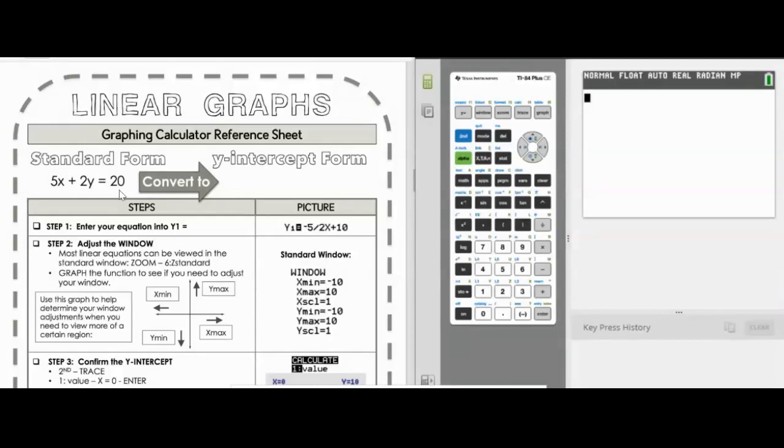In order to complete your extra credit packet, you will need to proceed through a series of 3 lessons. The first is linear graphs. You can see the notes page on the left side of my screen.